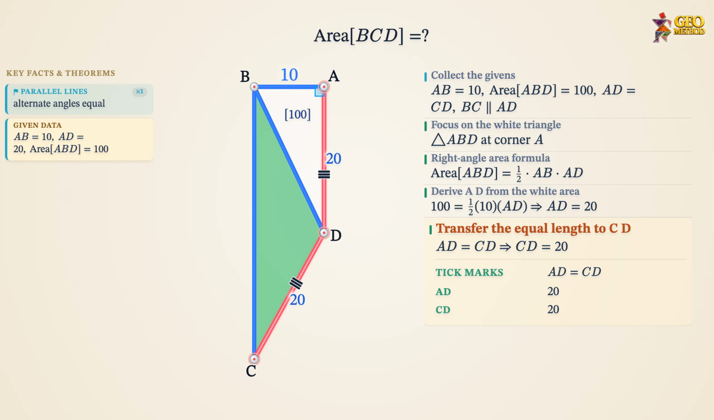The matching tick marks say segment AD equals segment CD. Since segment AD is 20, hypotenuse segment CD is also 20.